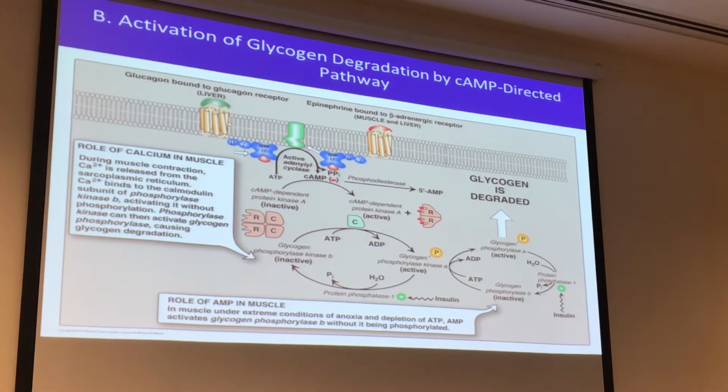Okay, so this is what happens in times of hunger in the liver. We're trying to bring the sugar up, so we need to activate the phosphorylase.